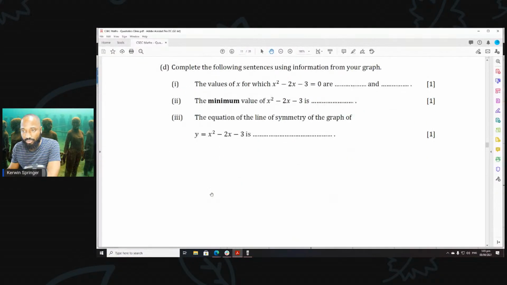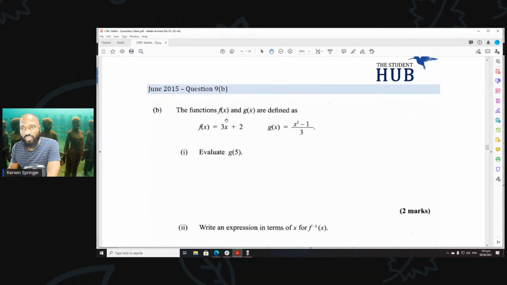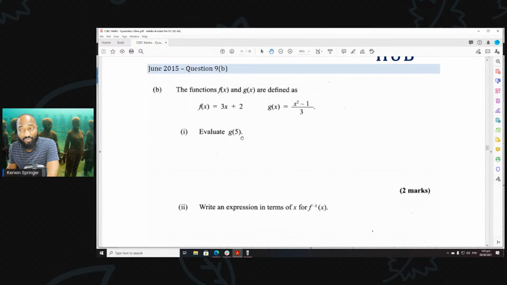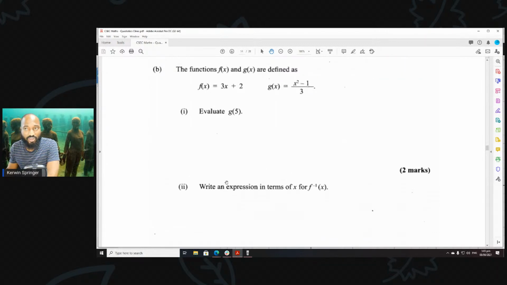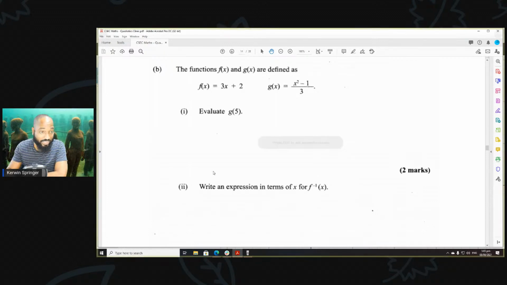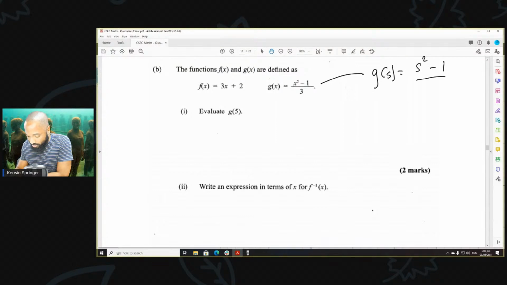Let's keep it rolling. The functions f of x and g of x are defined as such. Evaluate g of 5. Now notice how we have x squared in there. Let's see if anything strange is going to happen here. This one is new. So g of 5 in this case is going to be 5 squared minus 1 over 3. 25 minus 1 over 3, 24 over 3 is 8.